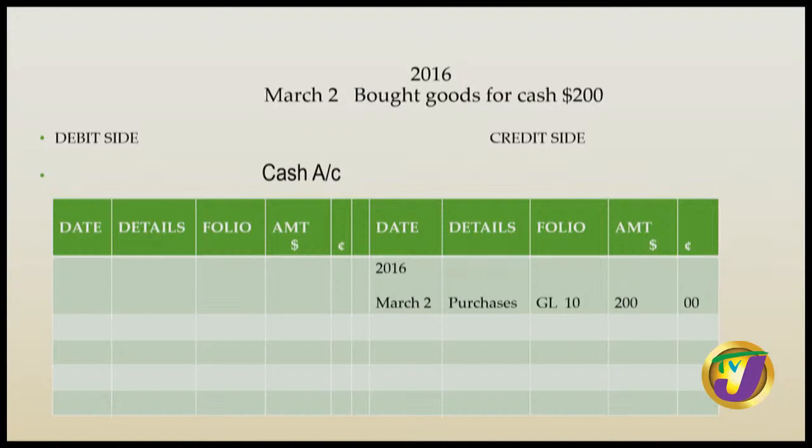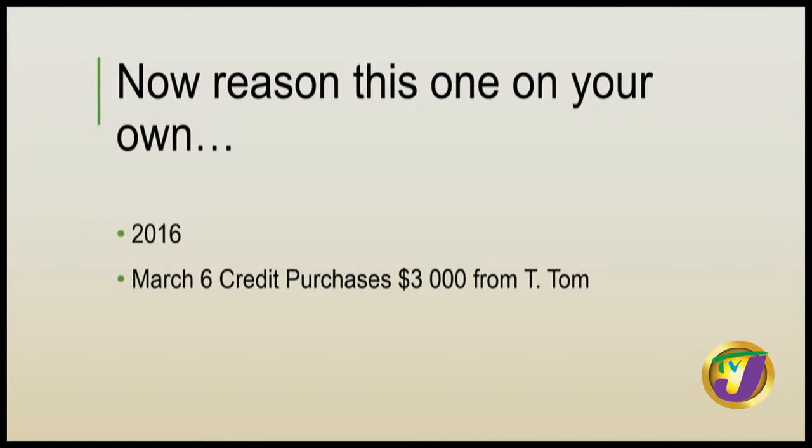March 2, purchases, general ledger and the folio. Because the purchases account will be found in the general ledger. So you put it right beside purchases here. And the amount is $200. Not bad. Getting it. Just remember, we're dealing with stock. And the double entry rules that govern assets govern also all the stock accounts.